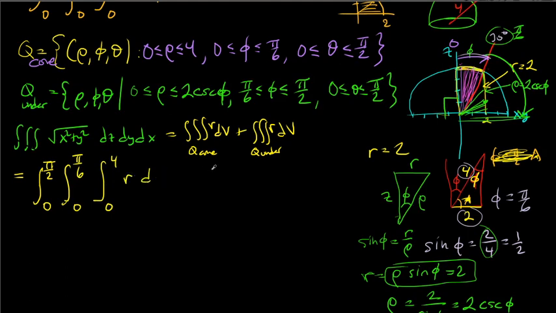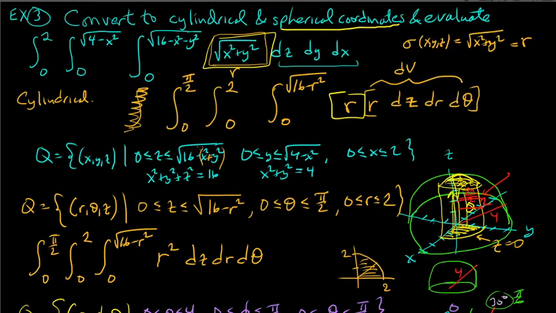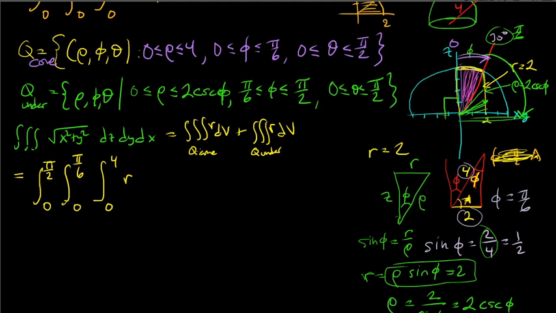Now remember, dV in spherical, oh, I erased it. Well, just as a reminder, it's rho squared sine phi d rho, d phi, d theta, right? And to that we'll just add the integral going under the cone. So that's these limits here.